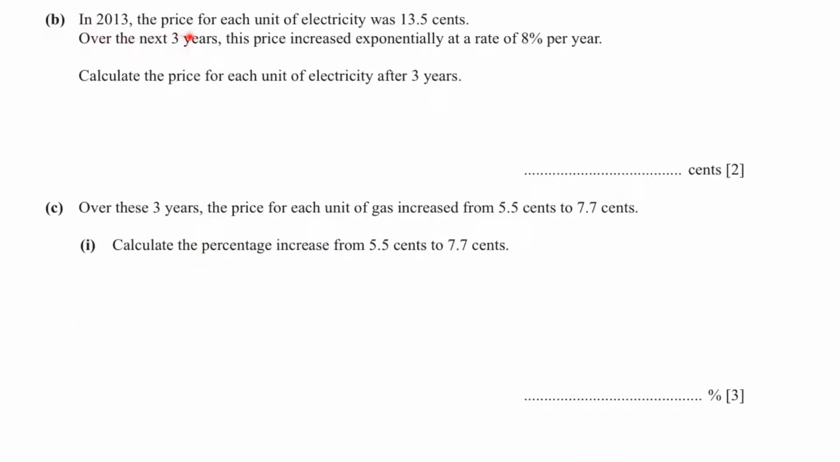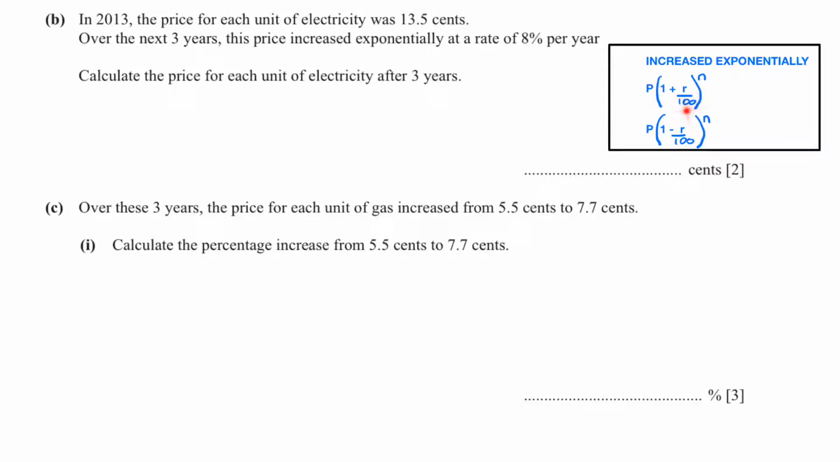B. In 2013, the price of each unit of electricity was 13.5 cents. Over the next years, the price increased exponentially at a rate of 8% per year. Calculate the price of each unit of electricity after 3 years. The price increased exponentially and the rate of percentage has been given to you. So whenever it increases exponentially, there's a formula we can use. P (1 + R/100)^N. P is your initial amount, N is your number in years. If you have decreasing, then we'll just put a negative year. So just remember that.